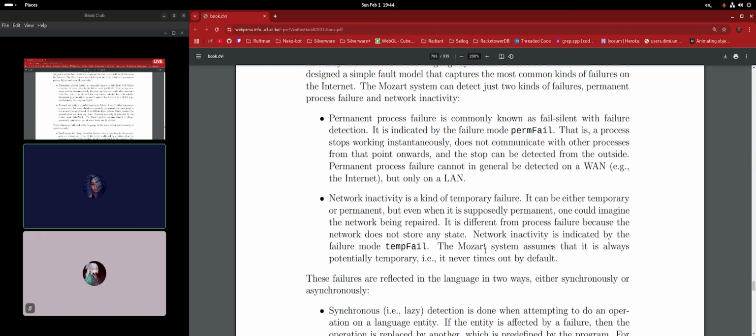Network inactivity is a kind of temporary failure. It can be either temporary or permanent, but even when it's supposedly permanent, one could imagine the network being repaired. It is different from process failure because the network does not store any state. Network inactivity is indicated by the failure mode temp fail.